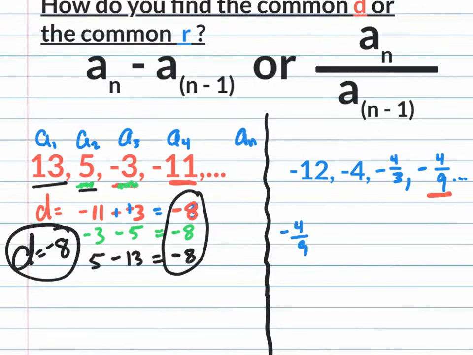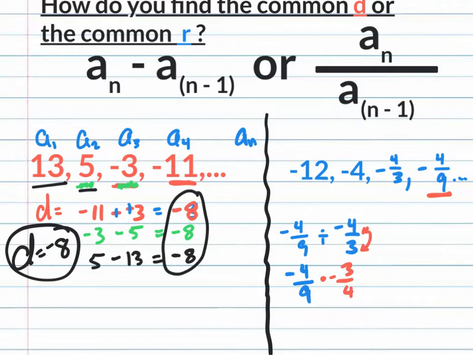So I have -4/9, and I want to divide it by the previous number. So instead of putting it over -4/3, I'm going to write it horizontally, divided by -4/3. And of course, when you divide by a fraction, you really multiply by its reciprocal. So you're going to change the division to multiplication, and you're going to flip the second fraction only. So you're going to have a 3/4. It's still a negative fraction. And the first fraction stays the same, -4/9.